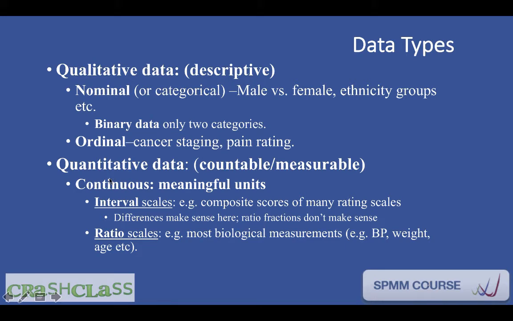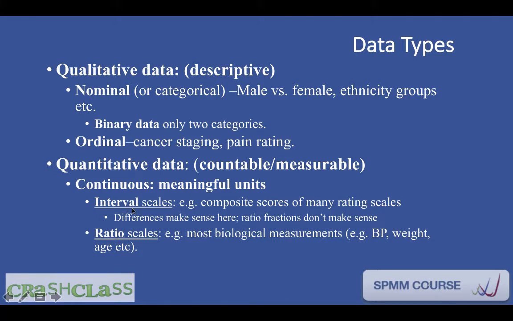Next comes quantitative data. Now statisticians don't usually worry about qualitative data. They are not interested in qualitative data because you need quantitative data to do statistical analysis. So quantitative data is data that is countable or measurable. What kind of quantitative data do we have? The major type of quantitative data is continuous data. Continuous data is any data that has a meaningful metric. There are two types of continuous data: interval data and ratio data.